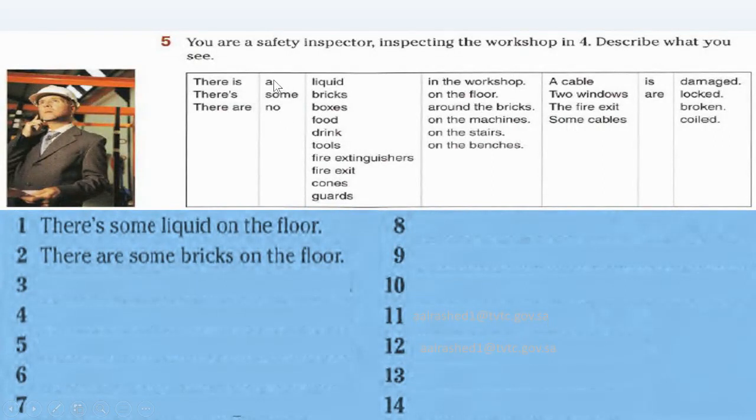But we need to identify the difference between a and some. Basically, you would use a if the word was countable and singular. I would use there is a. For example, instead of tools, I would say there is a tool. There is a fire exit. The second thing you would use is some. When would I use some? Look at the word. You need to see if the word is uncountable, غير معدود. I would use some before it. If the word ends with S, I would use some.